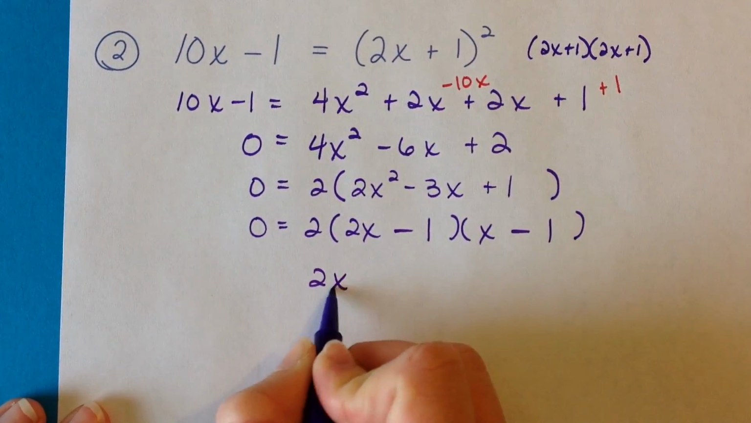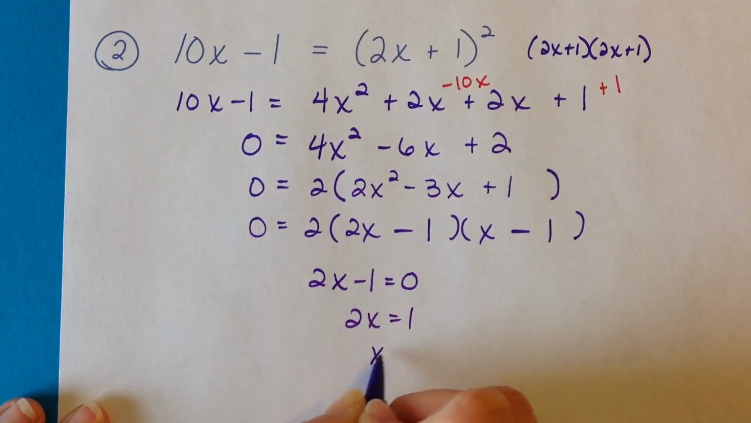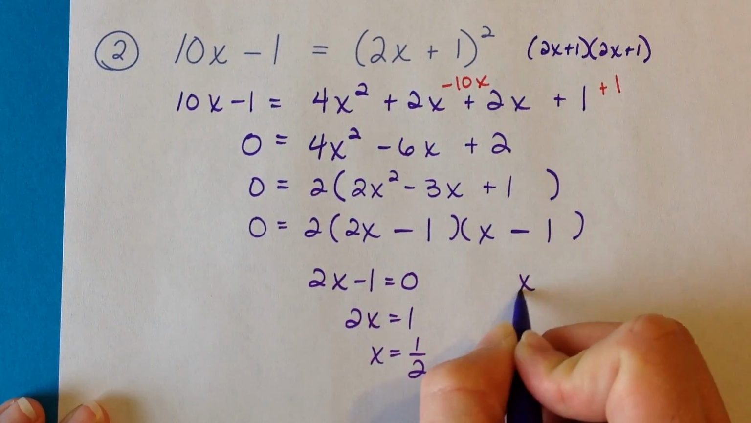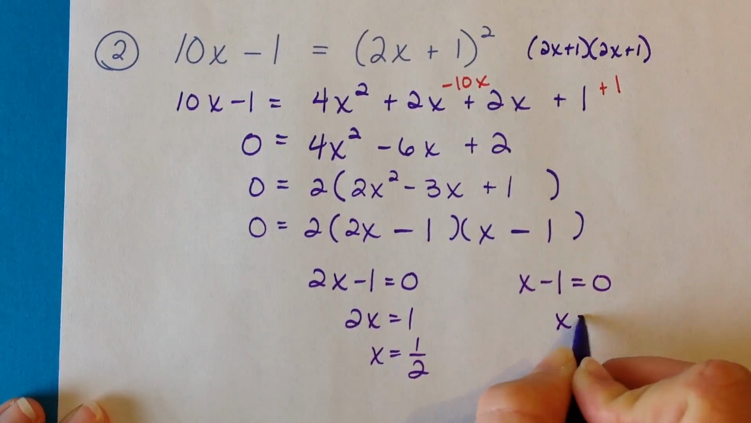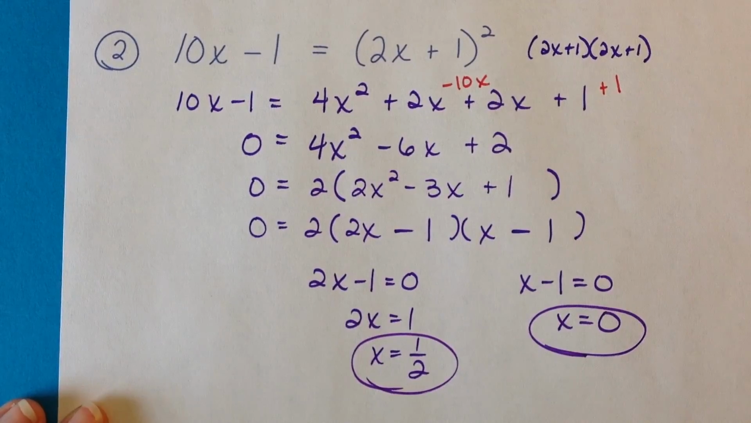So then you set each of those factors equal to 0 and solve each one of those for x. So I have an answer of x equals 1 and x equals 1/2.